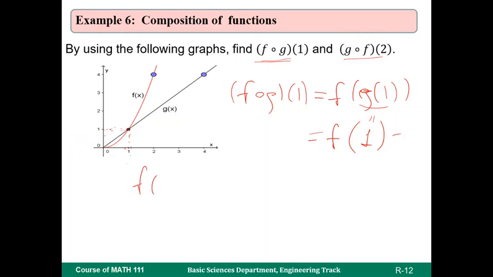So we do the same thing for f of 1. What is f of 1? You find the x at 1, and now you go to the graph of f and look for the corresponding y value, again 1. So you say this is equal to 1. Now let's do the other one.